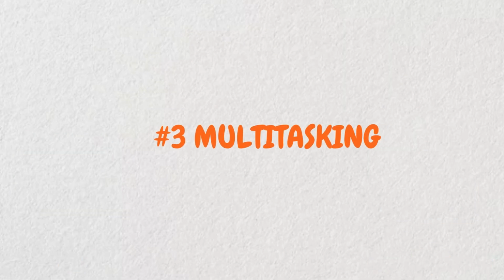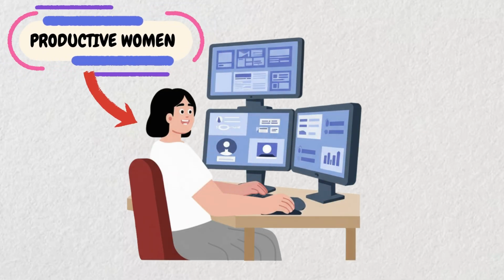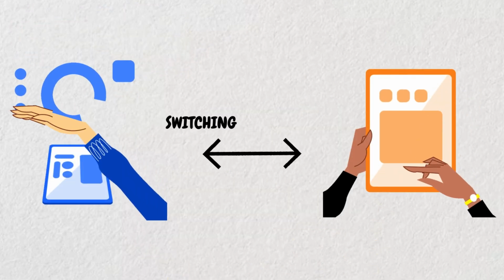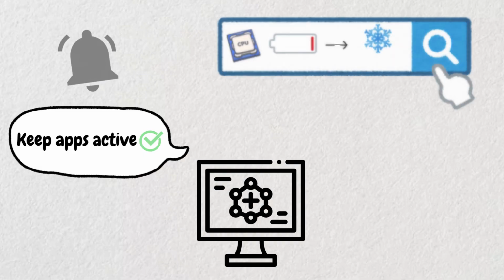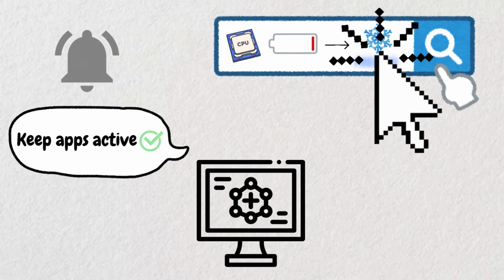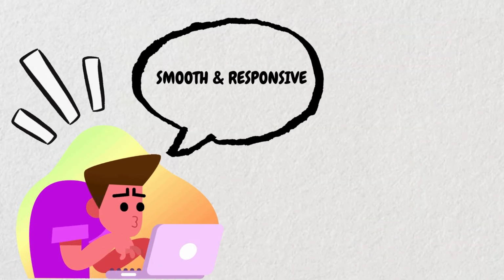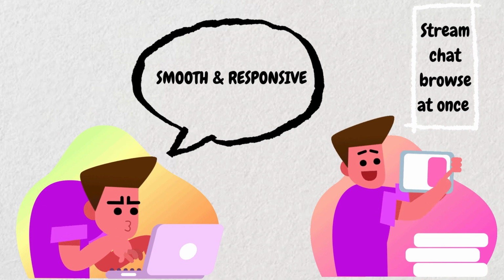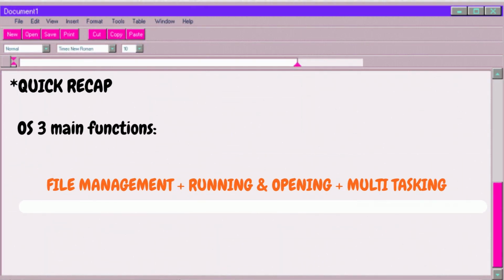Function 3. Multitasking. The third key function is multitasking, letting several apps run at the same time. When you switch from YouTube to Messages and back to your browser, the OS keeps each app active, decides which one gets more CPU power, and freezes background apps to save battery. This is what makes modern devices feel smooth and responsive, allowing us to stream music, chat, and browse the web all at once without crashing. So these three functions keep your device organized, efficient, and fast every day.